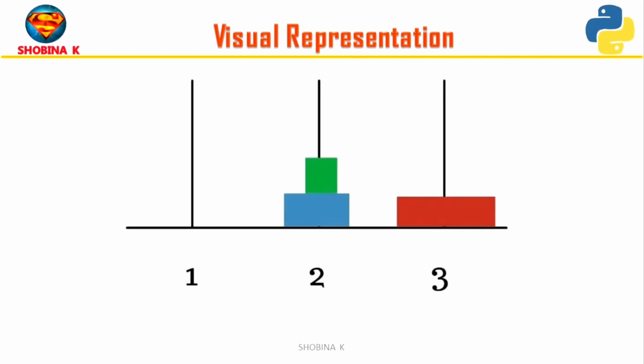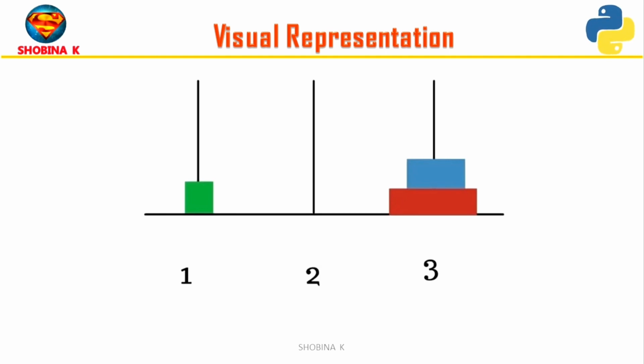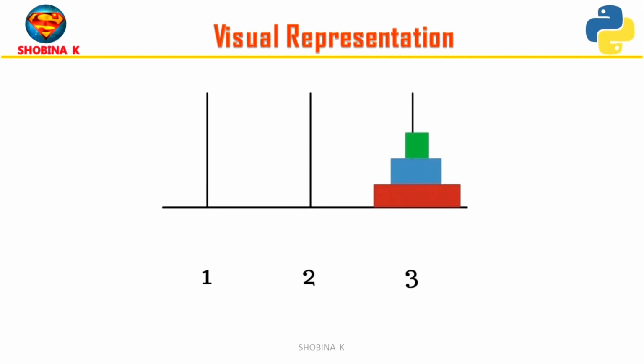of the red disk. So the smallest green disk on the top of the blue disk is shifted to rod 1. Next, the blue disk is permitted to be shifted to its destination rod 3, and that will be stacked on the top of the red disk. Finally, the smallest green colored disk is also shifted to rod 3. And now the Tower of Hanoi for 3 disks has been solved.